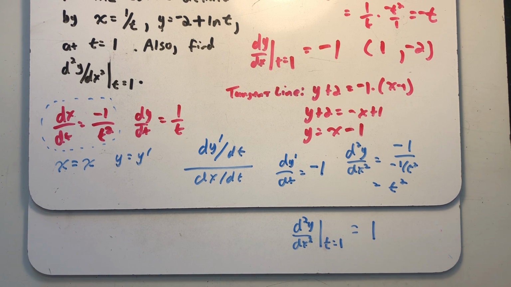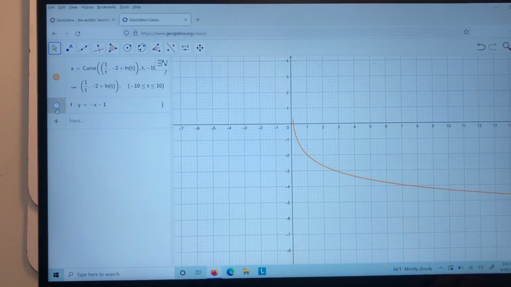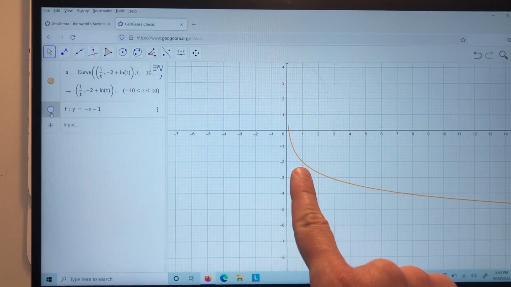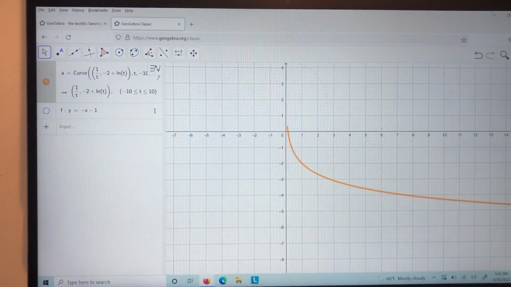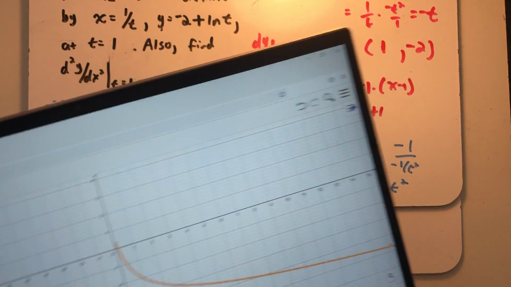Well, if I go back to my graph, the second derivative of y with respect to x being positive here makes sense because at that point the graph is concave up. And that's all we have for now.